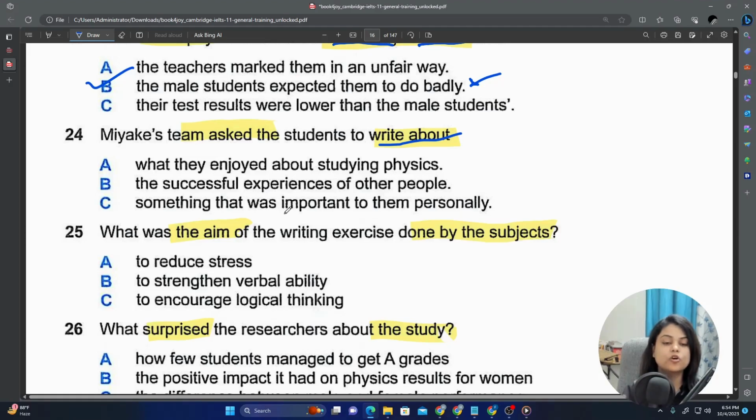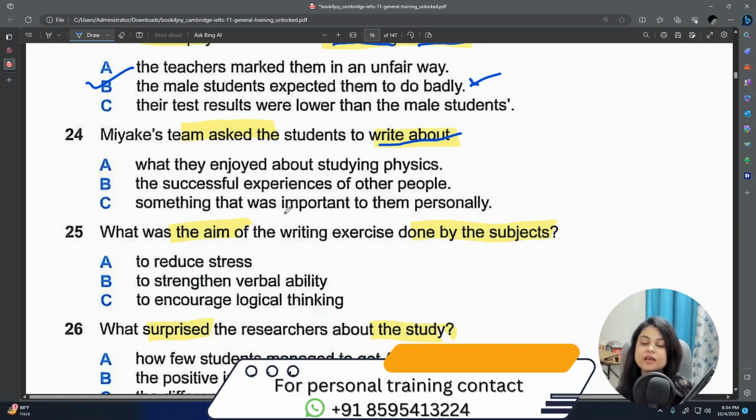Right. So okay, they have used the word significant. Can you see any word here that is used instead of significant? Yes, the correct answer will be important. As you guys know, the synonyms for important are crucial, imperative, indispensable. Similar to that, here you can see they have used the word important or significant, something that was significant to them. Okay, so Miyake's team asked the students to write about something that is significant to them, something important to them. So the answer will be C here. Let's move to the next one.